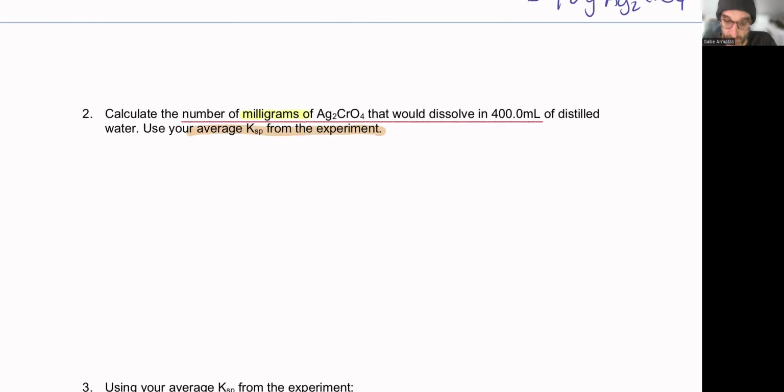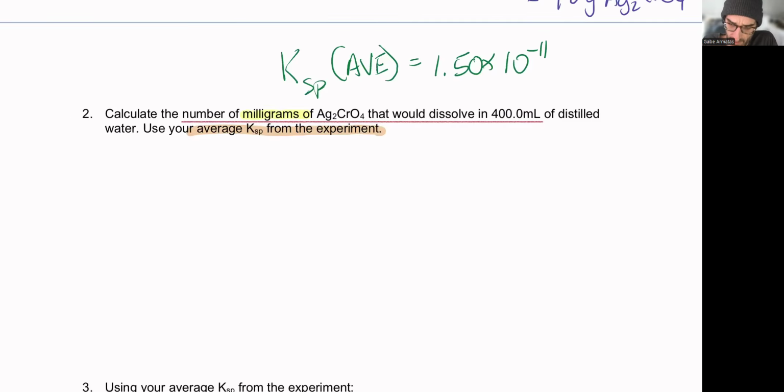So again, I'm going to give you an average that I had at some point for one of my previous experiments. So my KSP average that I'm going to be using, I rounded it quite a bit too, so make sure you have the appropriate number of sig figs for you, but I'm going to round it to 1.50 times 10 to the negative 11. Again, you're going to use your number from your experimental results. So from my experiment, I got 1.5 times 10 to the negative 11, so that's what I'm going to use. So calculate the number that would dissolve based on your average KSP.